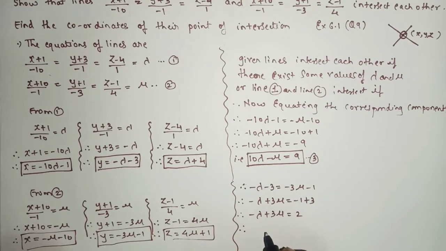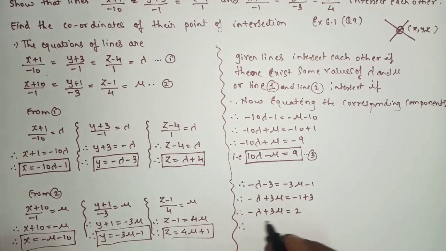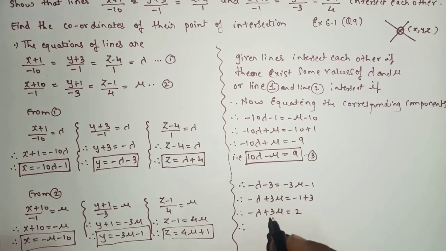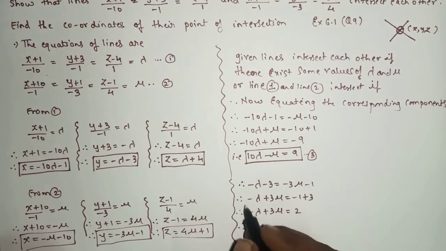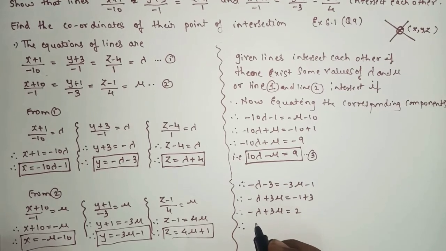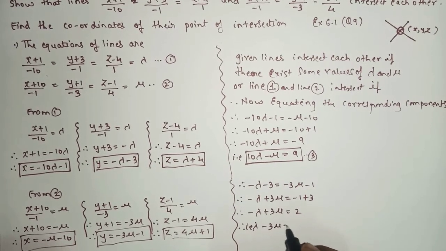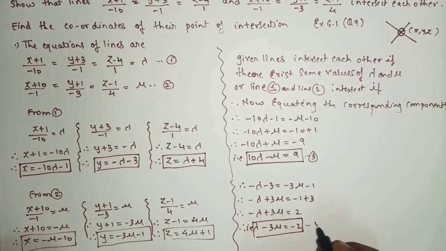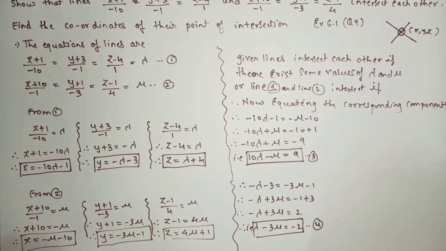So now we'll make the sign of lambda positive. Again I am saying it is not compulsory that you have to make the sign of lambda positive. You can keep the equation as it is. Okay, so here we'll write lambda minus 3 mu equals minus 2. We'll give this as equation number 4.